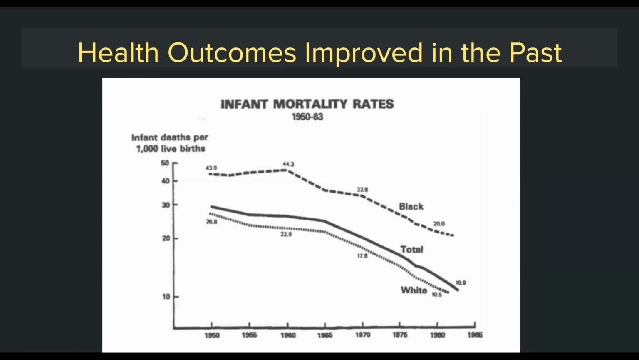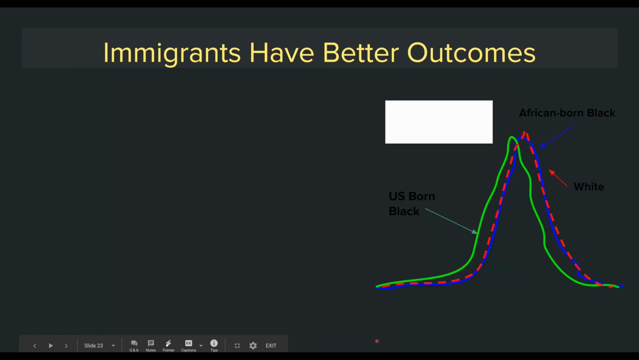The other piece of evidence that we have is that health outcomes have improved in the past. And so here are the differences between infant mortality rates between white and Black populations. And you can see that during the civil rights era and with all the anti-poverty movements in the 1960s and 70s, health outcomes improved among African Americans compared to whites. And so that actually narrowed the gap. And this is not long enough to blame evolution, right?